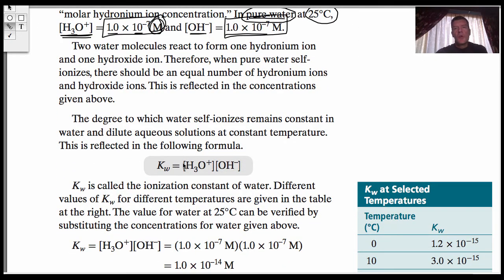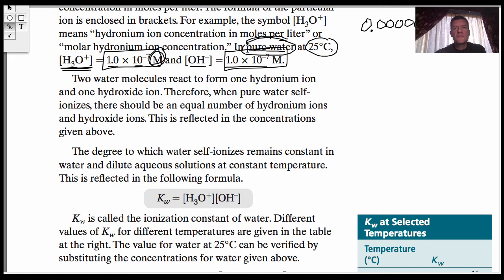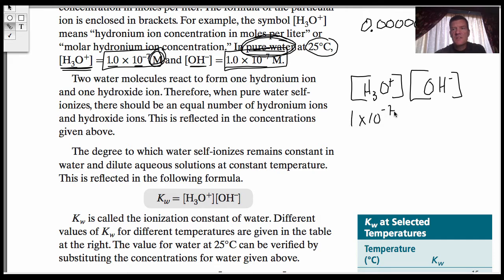Now, we are going to formulate a way to track the increase and decrease of the hydronium and hydroxide ions. In other words, in pure water, the hydronium ion concentration and the hydroxide ion concentration, if we were to multiply those together, 1 times 10 to the negative 7 multiplied by 1 times 10 to the negative 7 is going to be 1 times 10 to the negative 14. Okay?